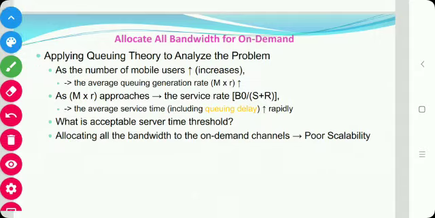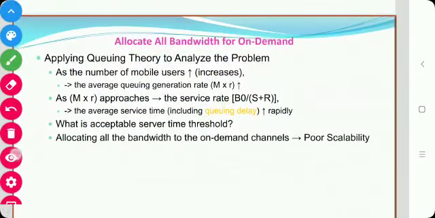As the number of mobile users increases, the average query generation rate M into R also increases, and M into R approaches the service rate B0 upon S plus R. So what is the acceptable server time threshold? Allocating all the bandwidth to the on demand channel gives poor scalability, meaning we have to allocate some channel for broadcast also. The conclusion is that we have to divide our bandwidth between the on demand and the broadcast channel.